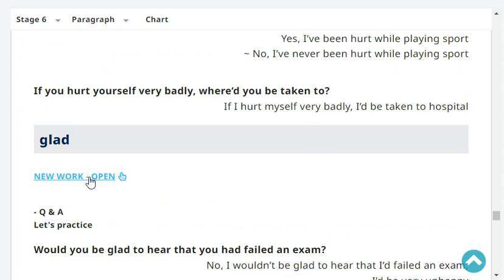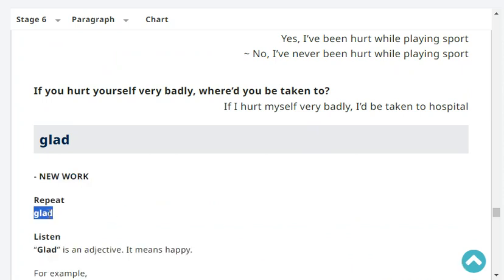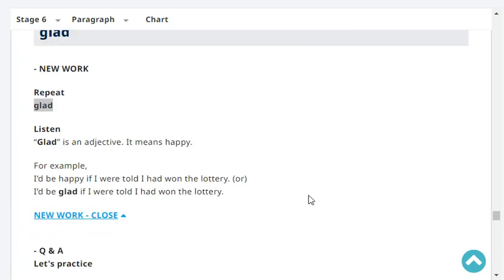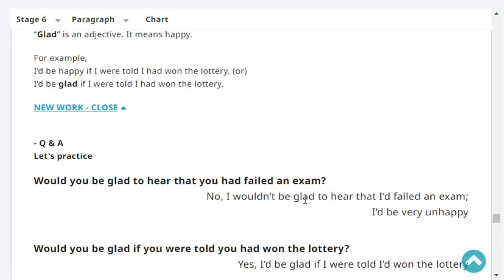Next, repeat. Glad, glad. Very good. Okay, listen. The word glad is an adjective. It means happy. For example, I'd be happy if I were told I had won the lottery. Or I'd be glad if I were told I had won the lottery.